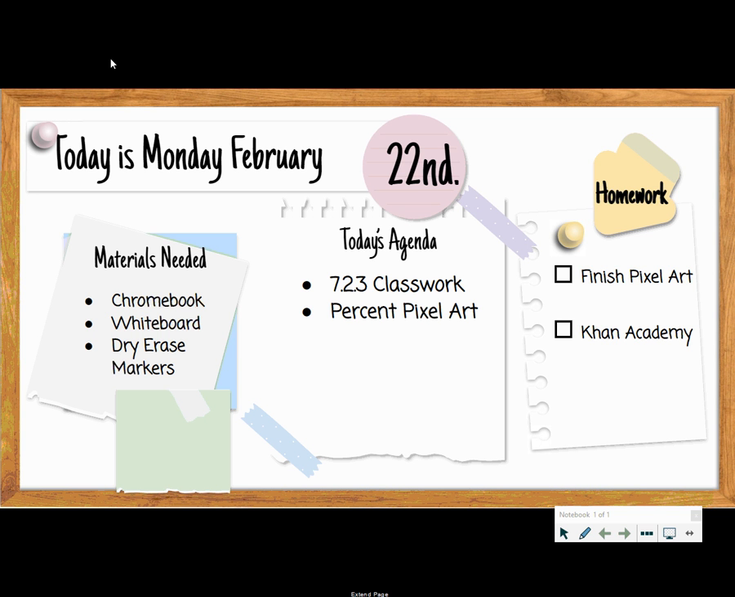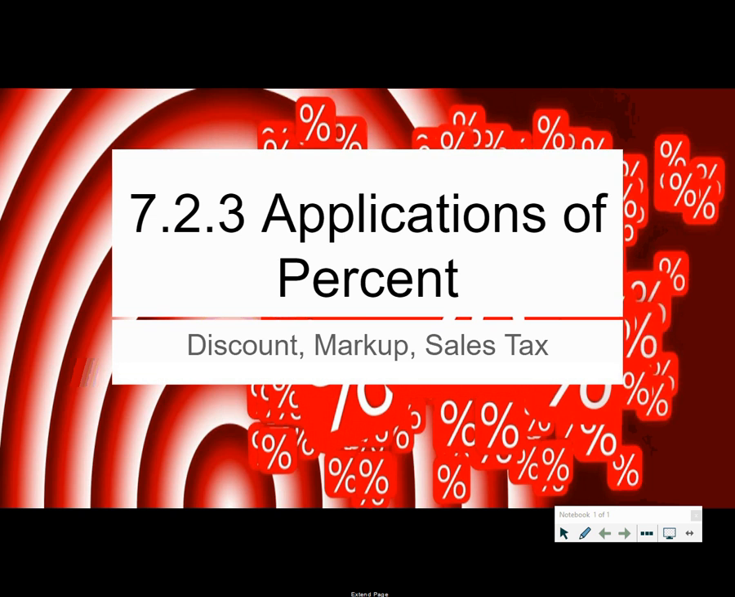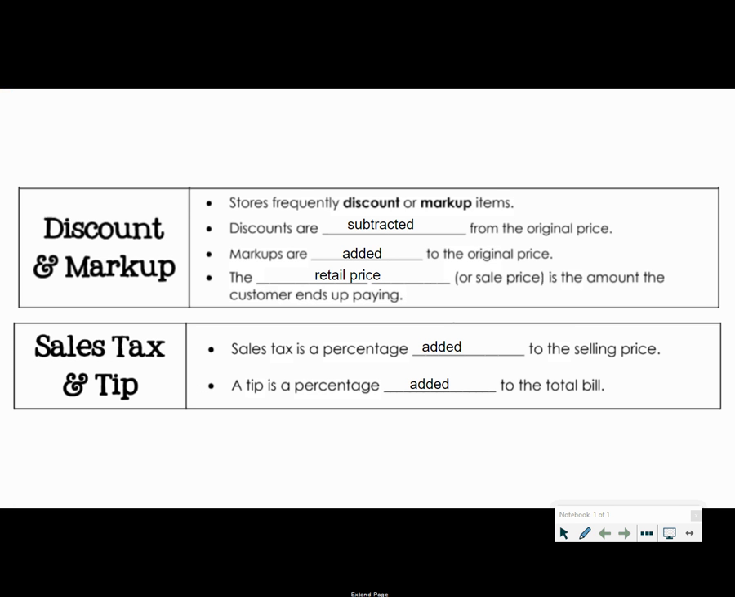Okay, this is the classwork from Monday, February 22nd. It was 7.2.3, and it's on applications of percent. So discount, markup, and sales tax. Just make sure that this is filled in your notes.